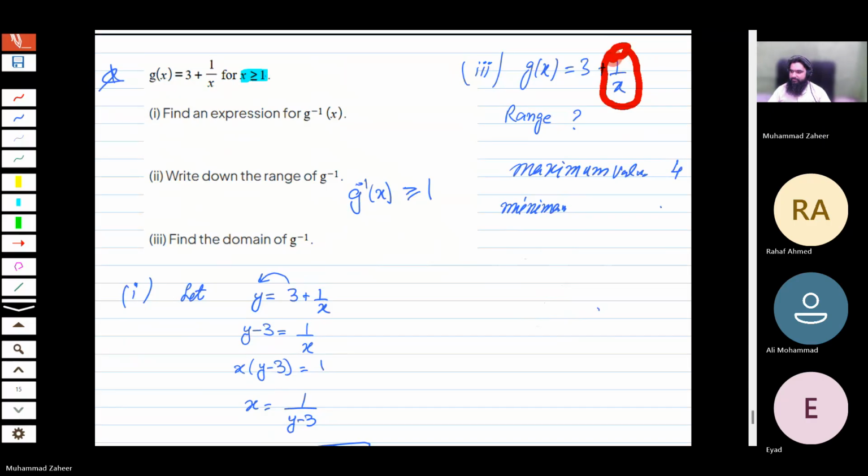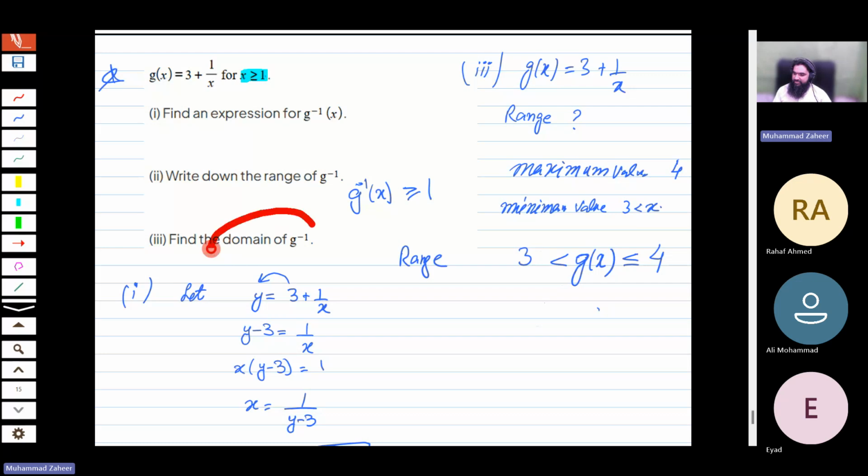Is there any value for which 1 by x will become 0? No, because it's greater than... gone. Yes, it is always greater than 0. So that's why the minimum value is always greater than 3. So the range is going to be g of x is greater than 3 and less than or equal to 4. This is the range of the function.